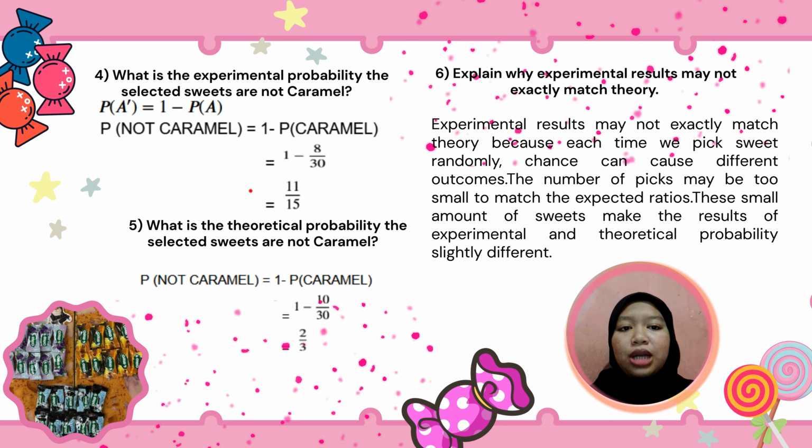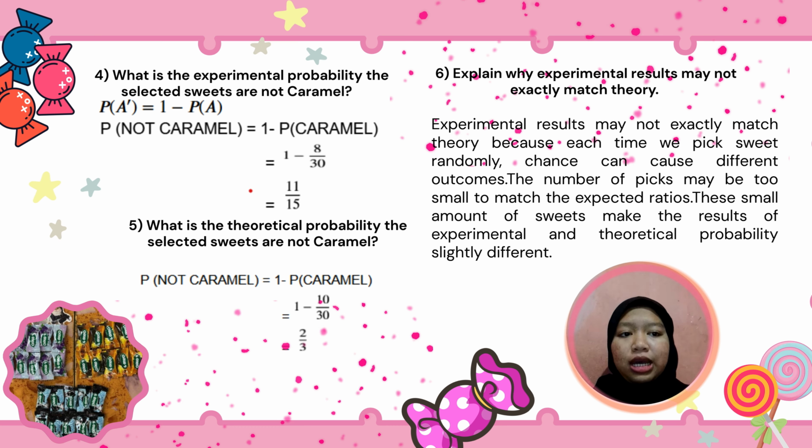And for question number 5, it's just the same as question number 4, but it is asking for the theoretical probability of a sweet that is not caramel. So the probability of not caramel equals 1 minus the probability of caramel, which is 1 minus 10/30, and the result will be 2/3.